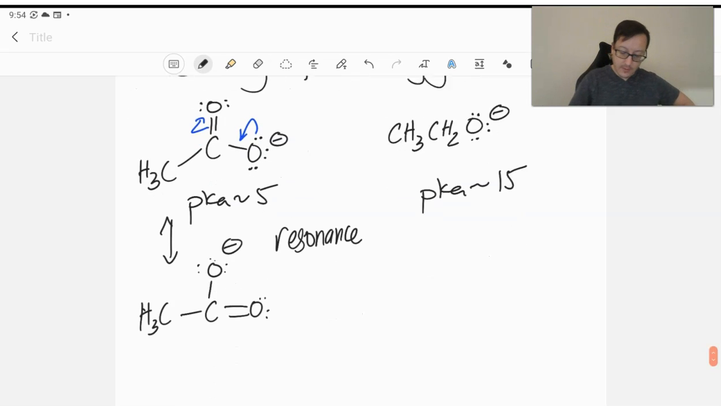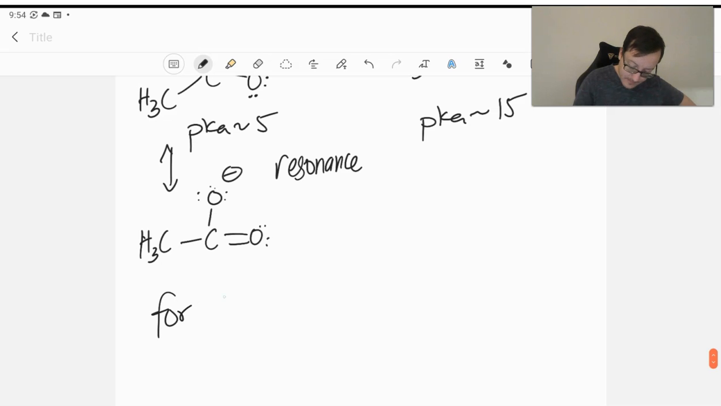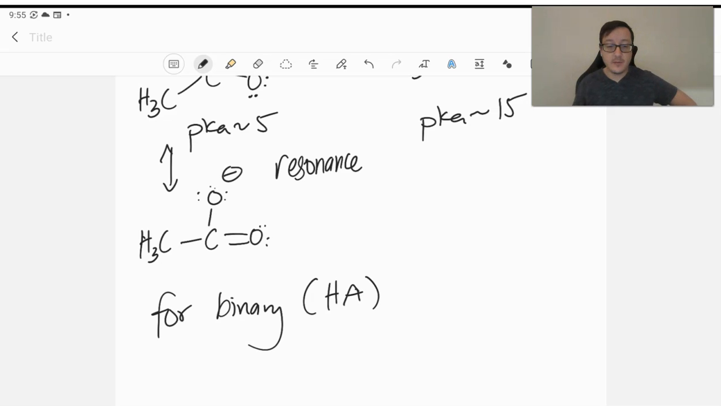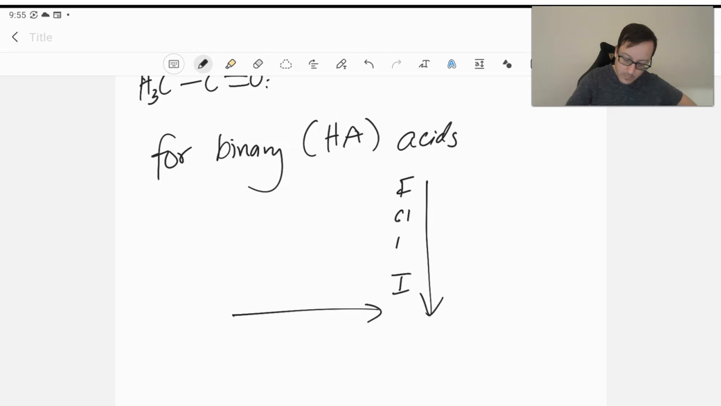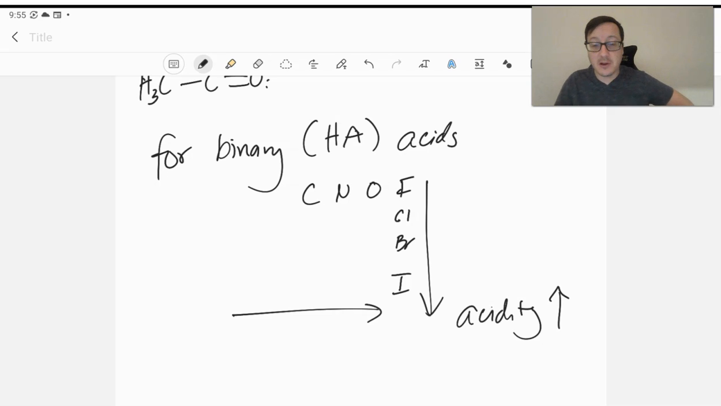And so we can look at some trends. For binary acids, that means just HA, 2 atoms, that's it. For binary acids, we see that as we go down the periodic table and to the right, down here to iodine, see, we've got oxygen, nitrogen, carbon. As we go to the right and down, we have acidity increasing. So HI will be our strongest one. HBr is going to be kind of our next strongest one, then HCl, HF.